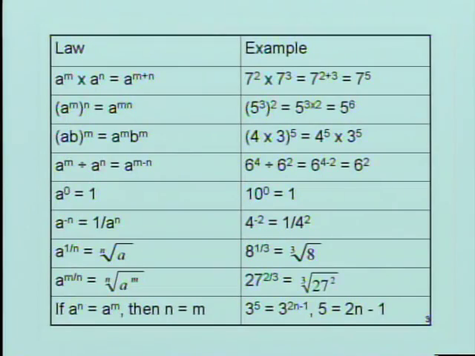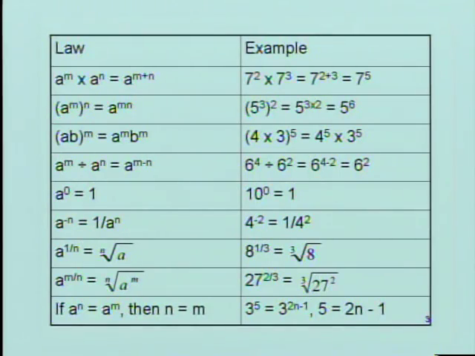On the left-hand column, we have the laws. On the right-hand column, we have the examples. The first one, a to the power m times a to the power n is equal to a to the power m plus n. In the example, 7 squared times 7 cubed is the same as 7 to the power 2 plus 3, which will give us 7 to the fifth power.